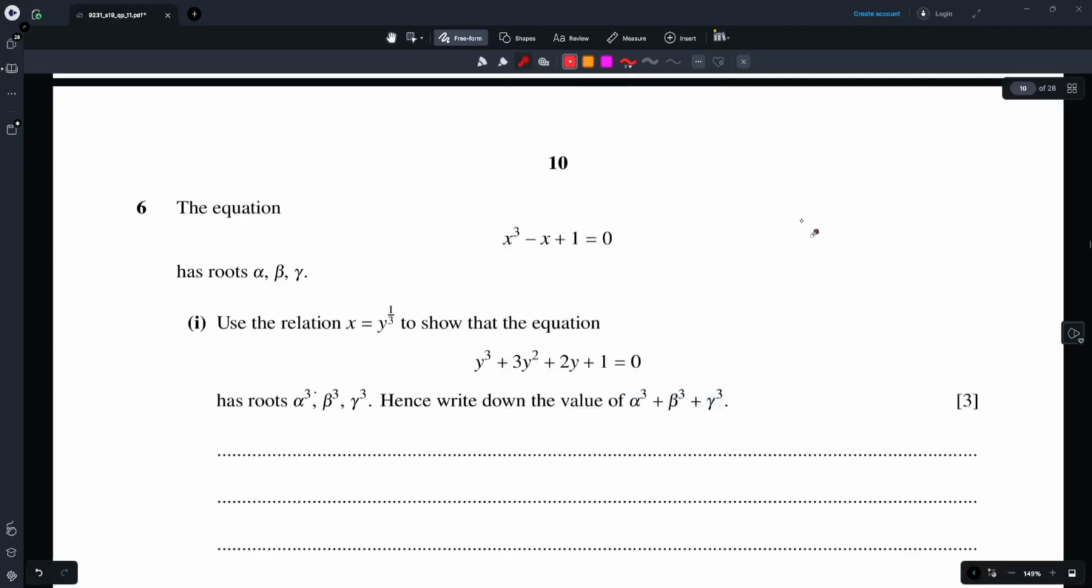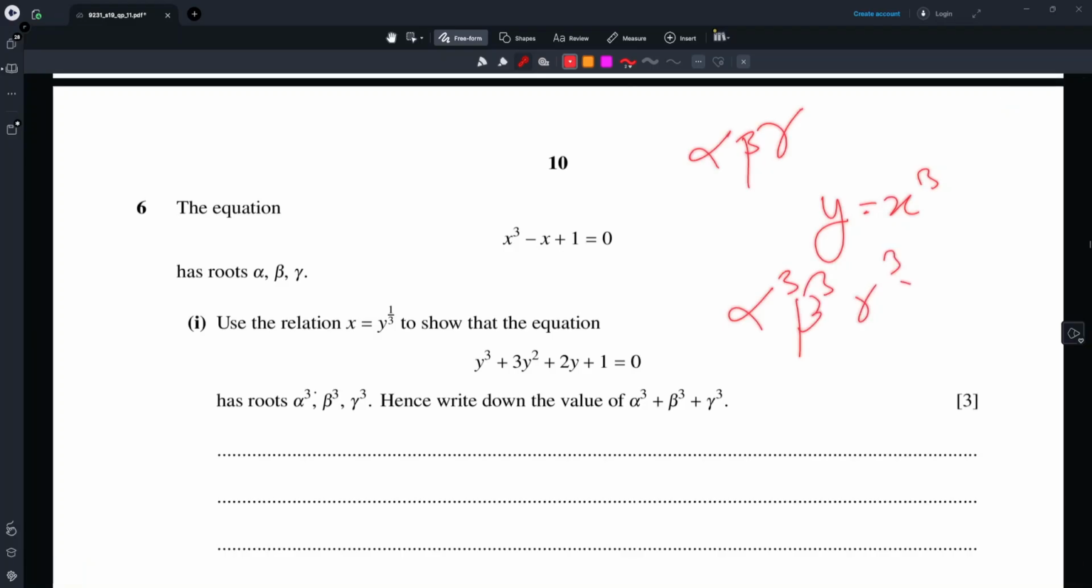Basically, if we put a substitute in, we can change. Let's say if you have y equals x cube, instead of having alpha, beta, gamma, we have alpha cube, beta cube, gamma cube, right? That's the way things work here.